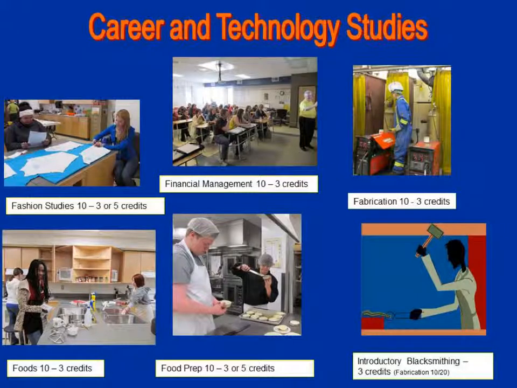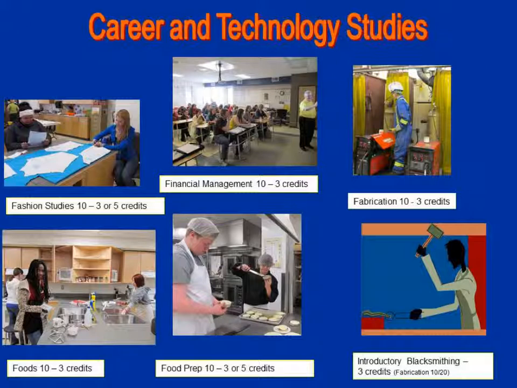Okay, fashion studies, you can take this for 3 or 5 credits. Students are going to start with some basic skills within there, working with the sewing machine and hand stitching. And then we have financial management. Students are going to be working with banking information and investment ideas. Fabrication 10, working within our welding bays.